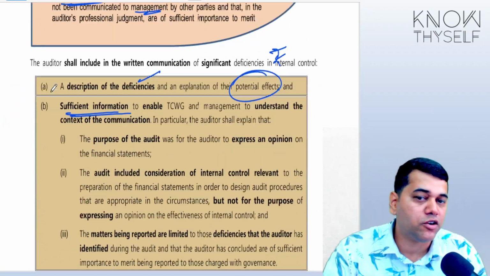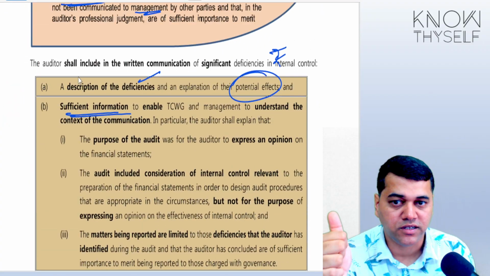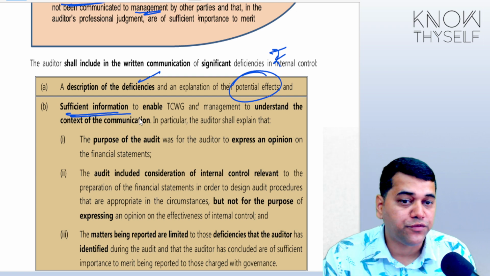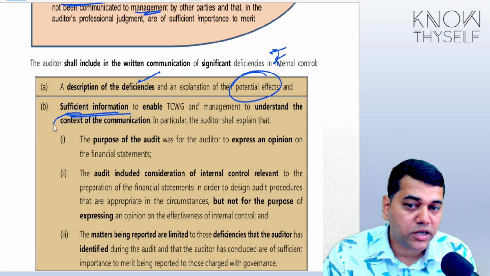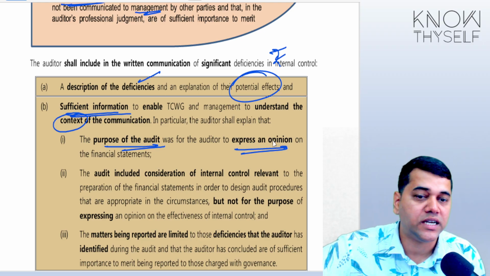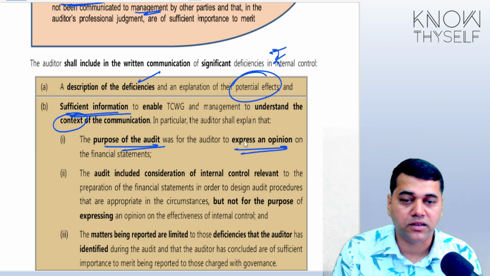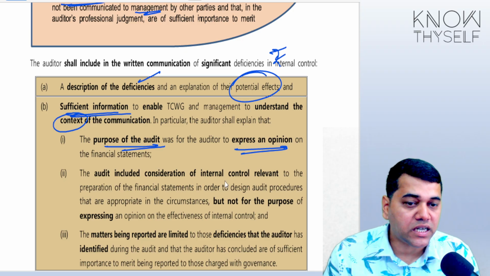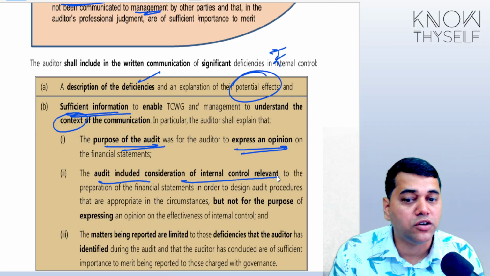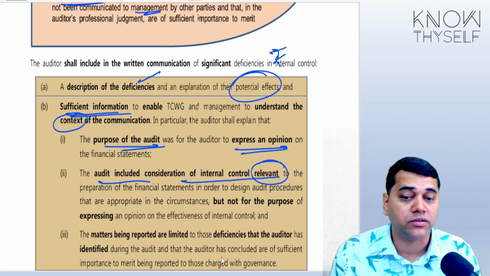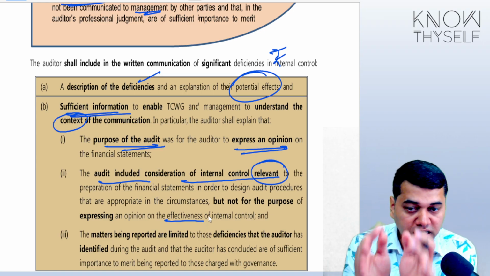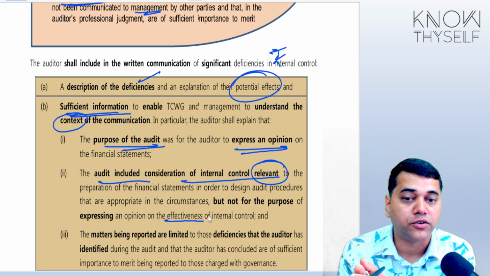So when you are giving the letter of weakness, what should you keep in mind? First, you need to give the description and its potential effect. Second, you need to give sufficient information, so they should understand the context of the audit. The purpose of the audit is to express an opinion, not to understand the internal controls. First, tell them very clearly. Now, why did we study the internal control? Audit includes the consideration of internal controls relevant for the preparation of financial statements, and we are not expressing an opinion on the effectiveness of the internal control as a whole. That means in internal control also we are focused only on financial reporting controls or accounting controls.